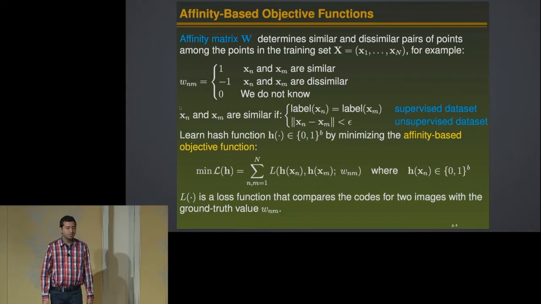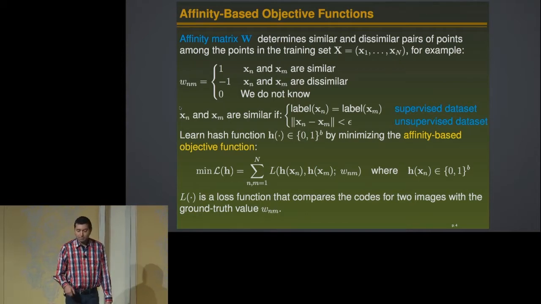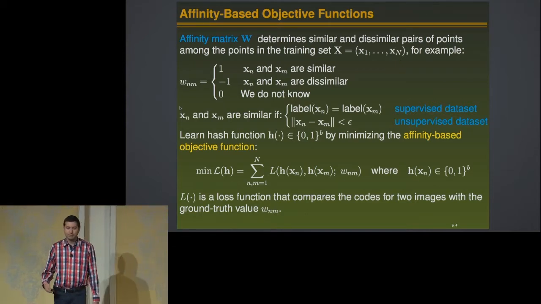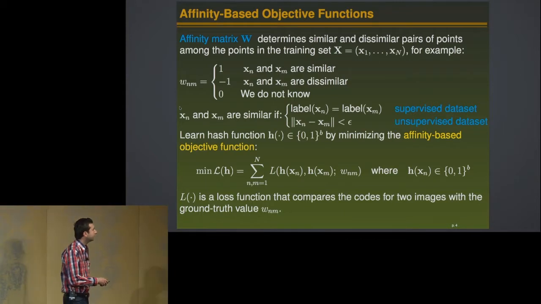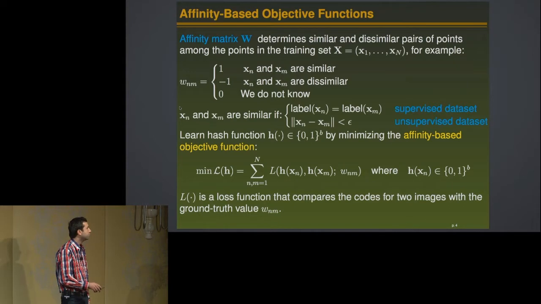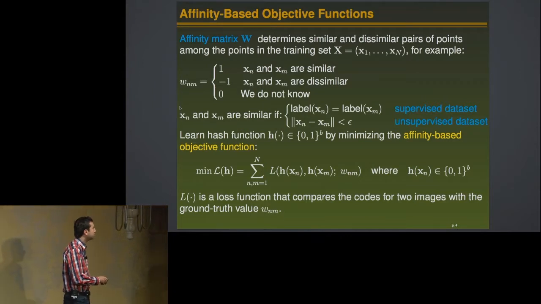After defining the affinity matrix, we can define the affinity-based objective function, and I have the format of the affinity-based objective function here. The hash function is h. The output of the hash function is a binary vector of length b. And we have a summation over the pairs of points. For each pair of points, we want to minimize this loss function. When w is 1, it means that the points are similar, so a hash function has to generate similar binary codes for them to minimize this loss function.